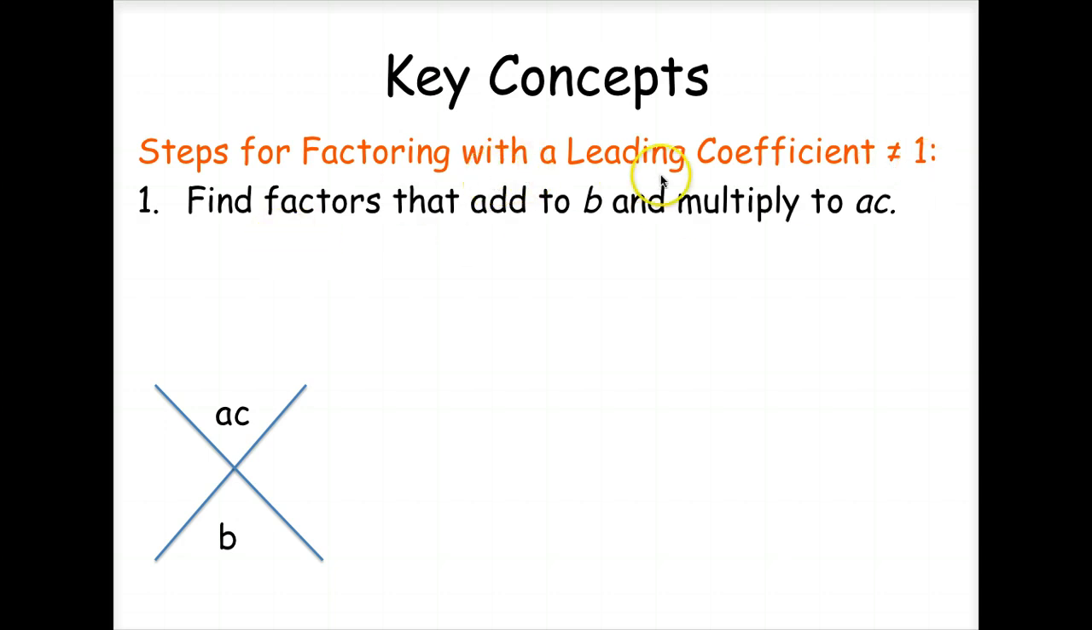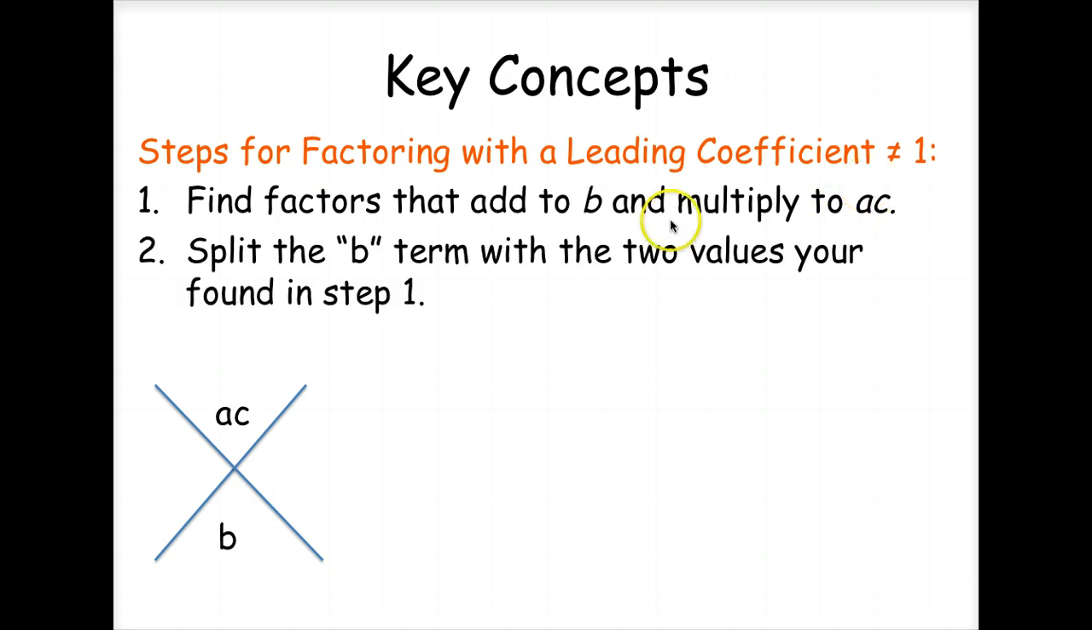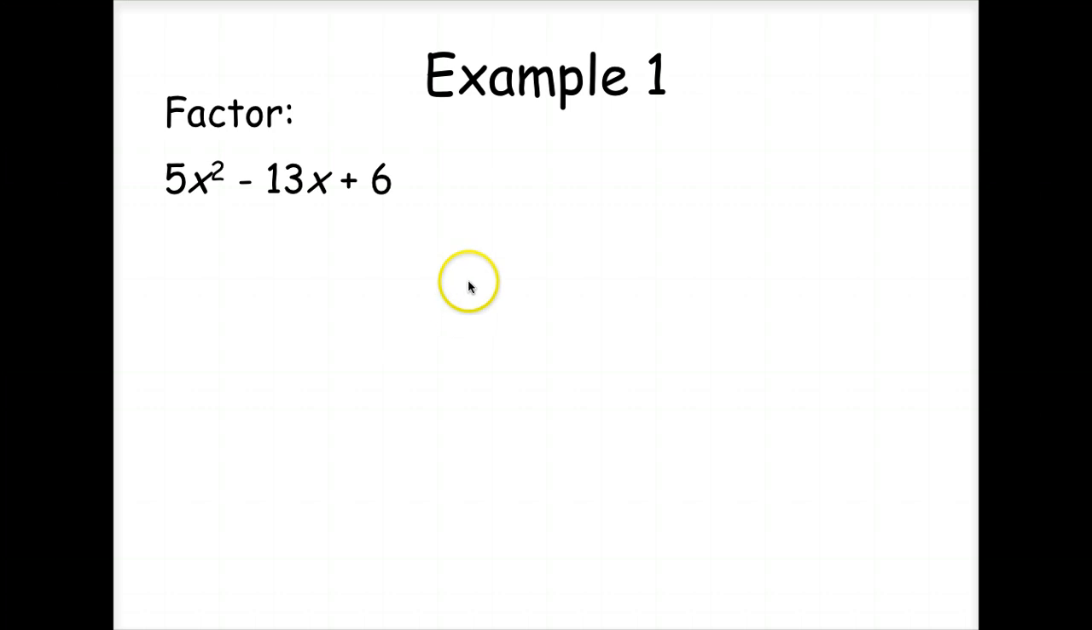The first thing I do is I look for a greatest common factor. Do that in all of them. If not, then I find factors that add up to be b and multiply to AC. We call this the AC method. Then we split the b term with the two values found in step 1, and factor by grouping. Let's see what this looks like.